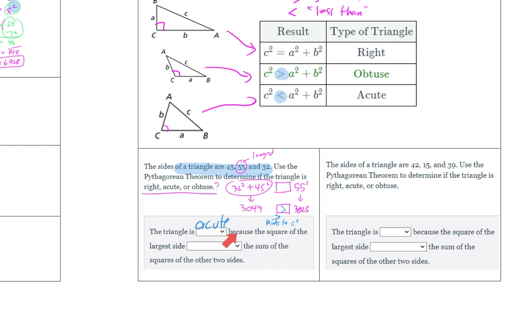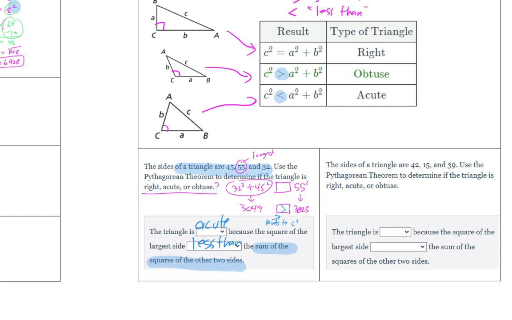Because the square of the largest side is less than the sum of the squares of the other two sides. So the third side's square is less than the sum of the squares of the other sides. Okay, so that means it's acute.